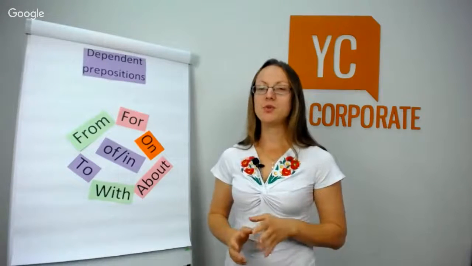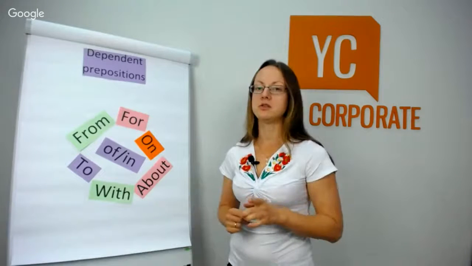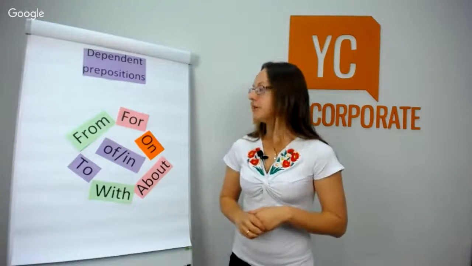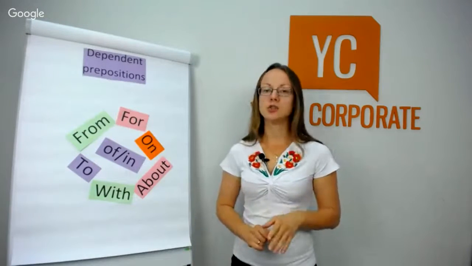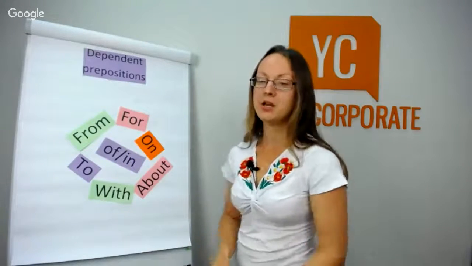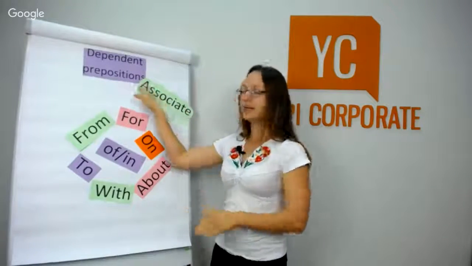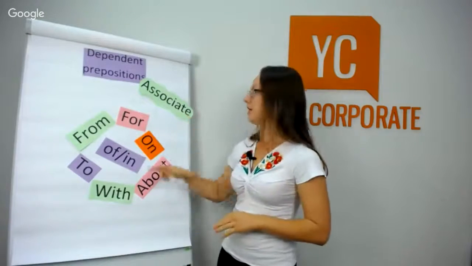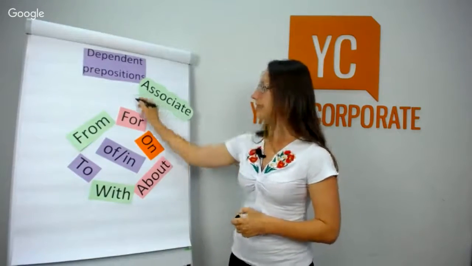And by the way, there are many words in the English language that can be followed by many prepositions, not only one preposition, and the meaning of the word can be different. So I will stick the words to the whiteboard, and your task is to match these prepositions to the words that you see on the whiteboard. For example, the first word is associate, and your task is to match prepositions to this word.